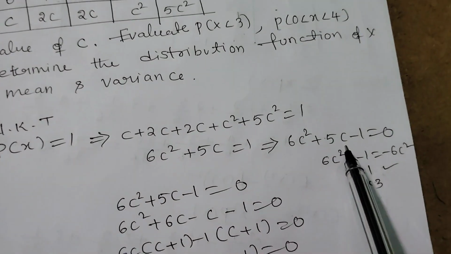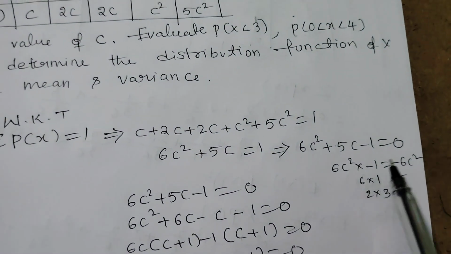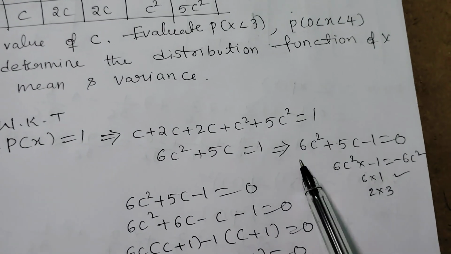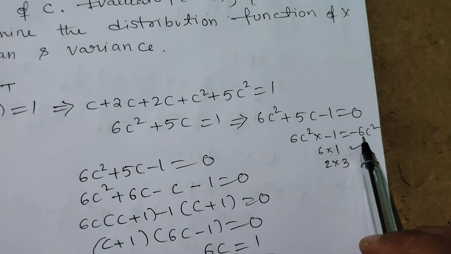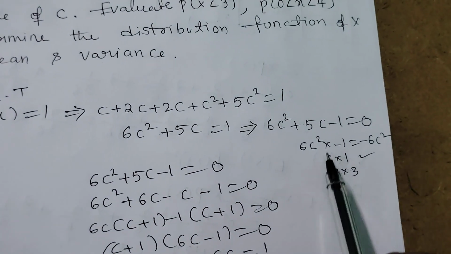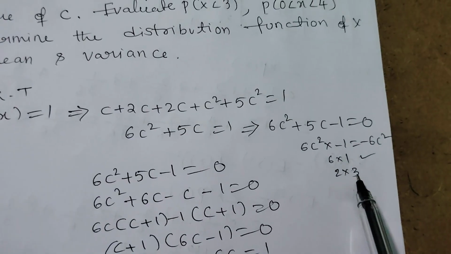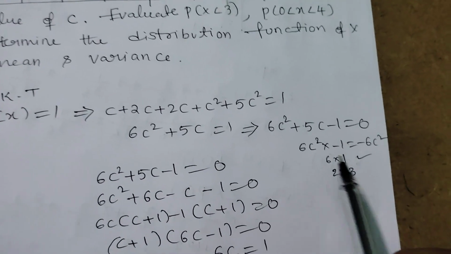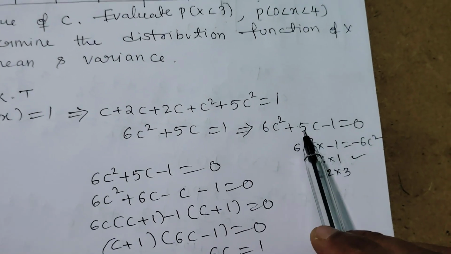If we write this on one side, we get 6c square plus 5c minus 1 equal to 0. Here we got a quadratic equation. To find the c value, we need to factorize. How can we do this? First, 6c square into minus 1 gives minus 6c square. For 6, what are the factors? 6 and 1, and 2 and 3. Only two possibilities are there. So which pair can we use here? Here we want 5c.